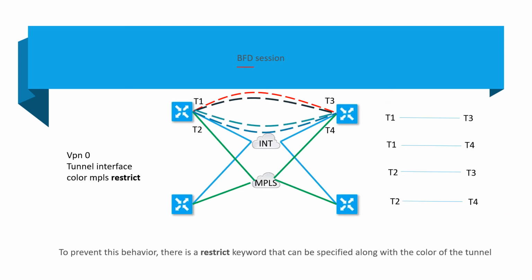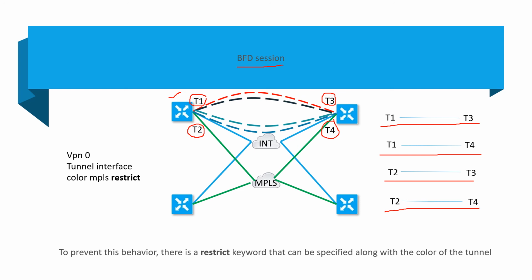Let's try to understand how these tunnels are formed. In my first vEdge, I have a TLOC which is T1. The second interface means it's T2. Similarly, on the remote device, I have two TLOCs, T3 and T4. By default, they are going to form tunnels to each other. So we see four tunnels, since we have two interfaces on both ends. Anyways, let's first discuss how the tunnels are formed. T1 to T3, that's my first tunnel. T1 to T4 is going to be my second tunnel. T2 to T3 is going to be the third tunnel. T2 to T4 is going to be my fourth tunnel.